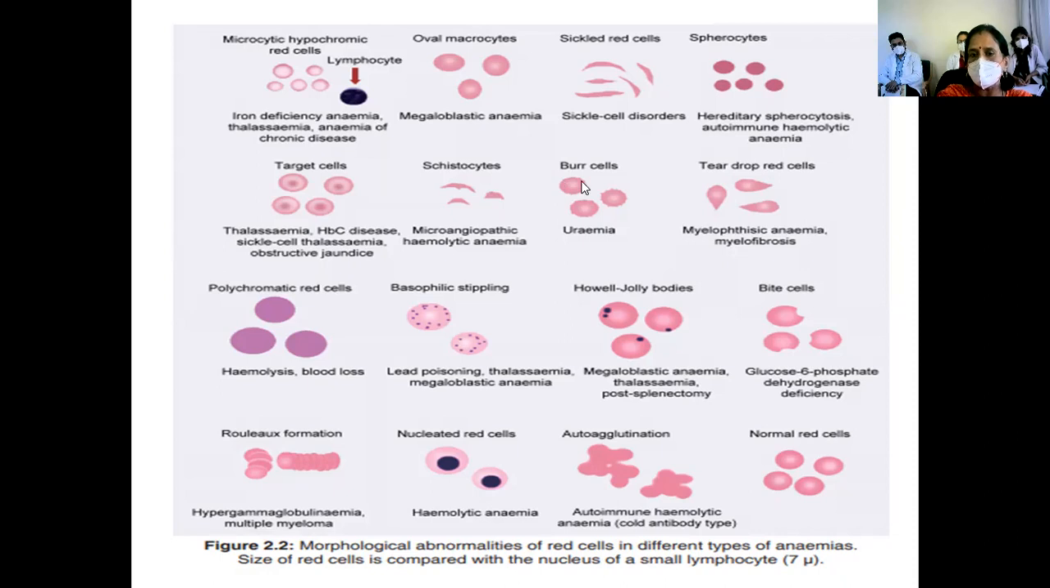Then burr cells. Look at these projections on the surface, how the cytoplasm is coming out. This is seen in uremia. And later we see RBC lysis also, which we call hemolytic uremic syndrome. Then teardrop cells, typical teardrop, or a blood drop, whenever we want to show it we use this. They're also present in thalassemia and iron deficiency anemia. Many are seen in myelofibrosis, that is, when the bone marrow has a lot of fibrosis and very few marrow elements.